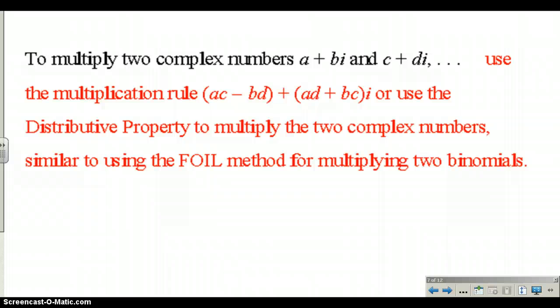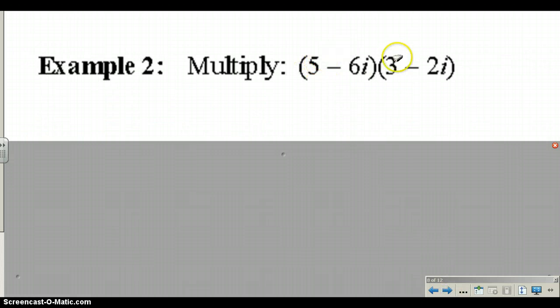When you do that, if you are multiplying a bi times a di, you are going to get to a point where you have an i squared. And recall from the first part of your notes here that i squared actually equals -1. So that's going to have to come into play in our example. Okay, so now let's look at an example. We have these two binomials that we're multiplying, so we are literally just applying FOIL.